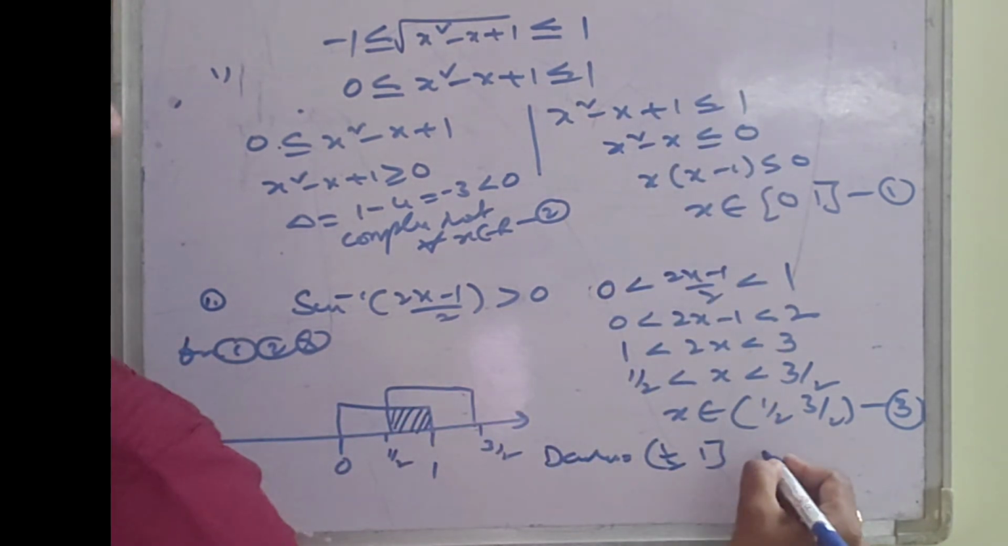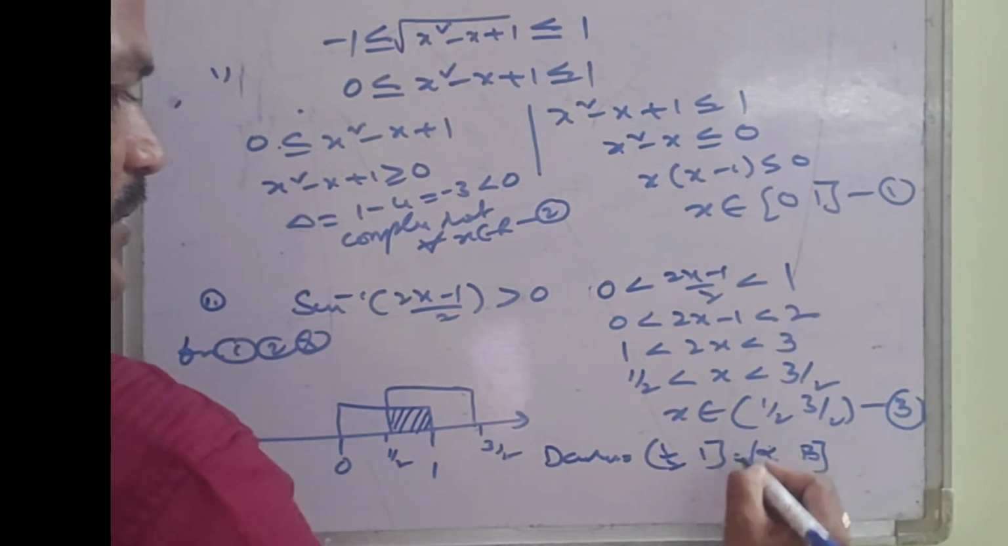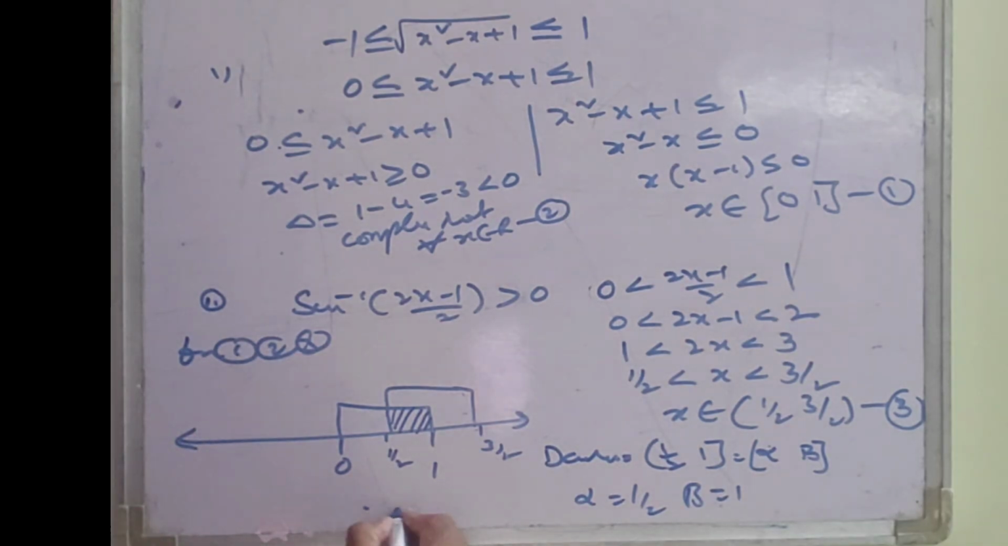So this is equal to (alpha, beta), where alpha is equal to 1/2, beta is equal to 1. Finally alpha plus beta is equal to 1/2 plus 1, which is 3/2. The answer is 3/2.